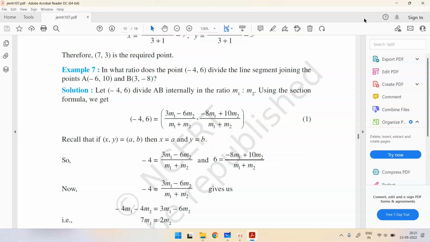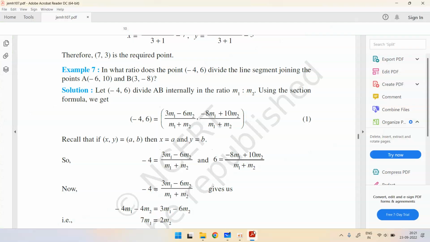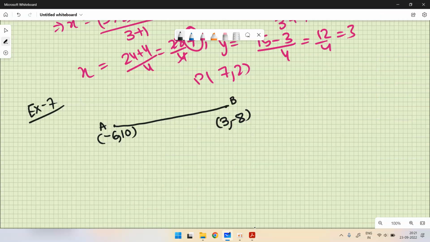So here the point is given and you need to find the ratio. In what ratio does this point (-4, 6) divide the segment joining (-6, 10) and another point? Let me take this to be A and this to be B, which is (3, -8). If I join these, there is a point on it, (-4, 6).